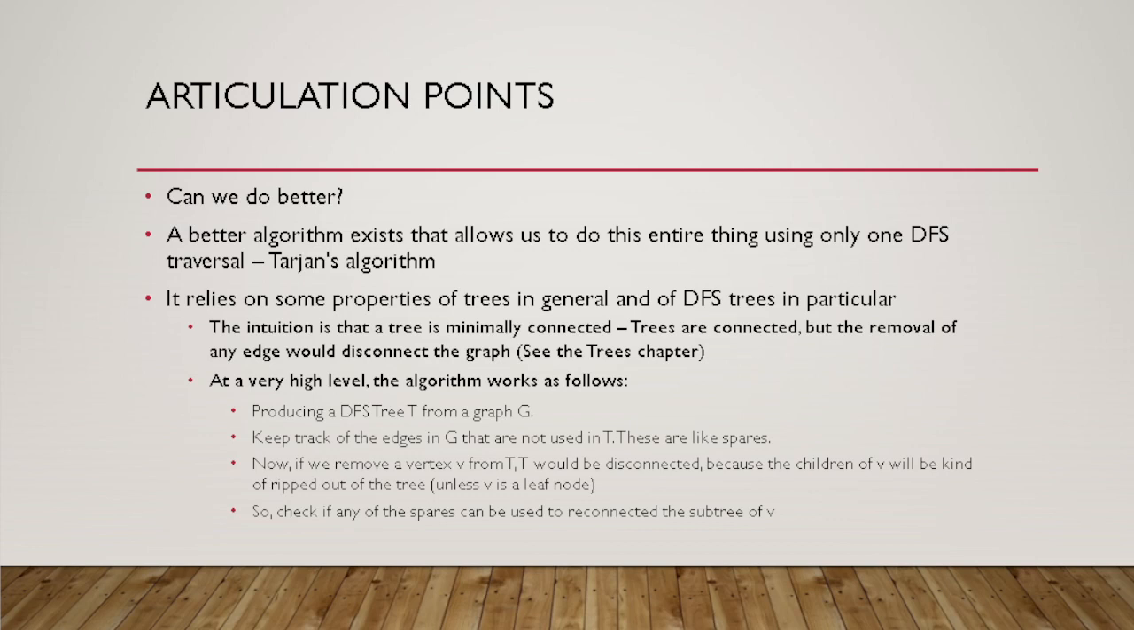So how Tarjan's algorithm works is that it says, if you want to find the articulation points in a graph G, what you do is you first make a depth first search tree T from that graph G. We saw how to do this in the section on depth first search trees. And remember, T is a subgraph of G that has all the vertices from G. So it's pretty much the same as G, except that there are extra edges in G that aren't in T. Now, what we can do is think of those edges as like spares, okay?